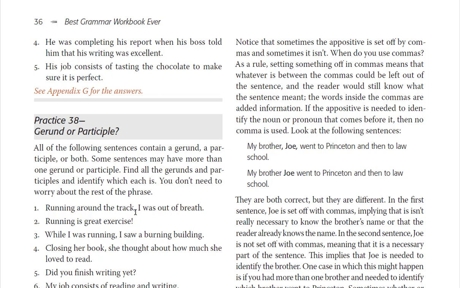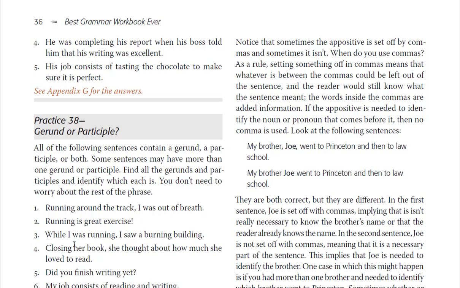What exactly was I doing? I was running around the track. So when you have an ing word that acts as an adjective, then it is a participle. If you have the ing word that's a subject or an object, then it is a gerund.